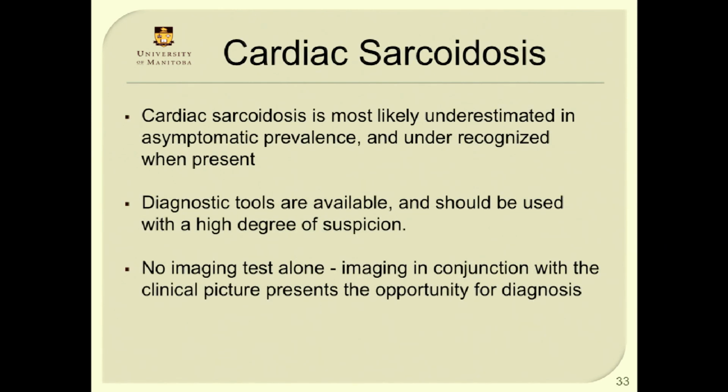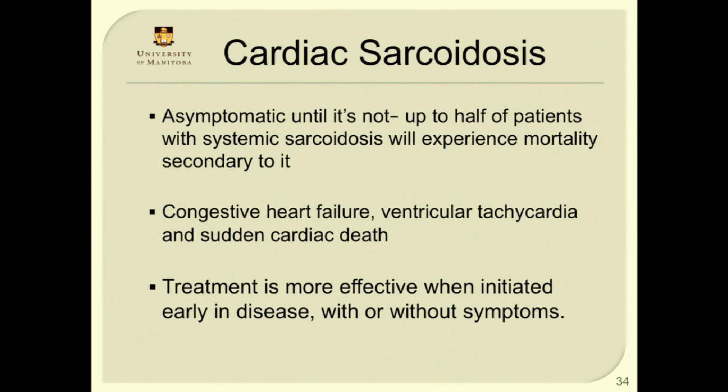So overall, cardiac sarcoid is most likely underestimated in asymptomatic prevalence and under-recognized when it is present. Diagnostic tools are available and should be used with a high degree of suspicion in all cases. And no imaging test stands alone. Imaging in conjunction with the clinical picture can help make the diagnosis. Patients are asymptomatic until they're not. It appears that, depending on geographic distribution, up to half of patients with systemic sarcoid will die from cardiac causes, including congestive heart failure, sudden cardiac death, and VT. And we do know that treatment is more effective when initiated early on, even when asymptomatic.